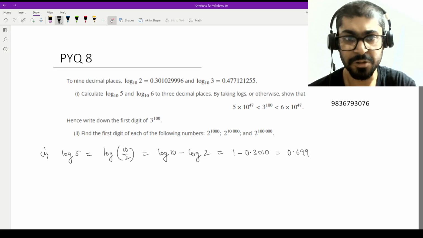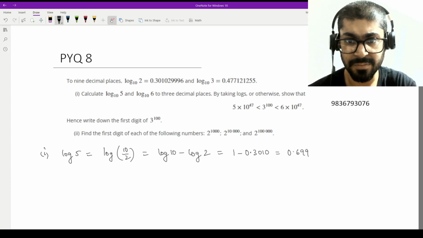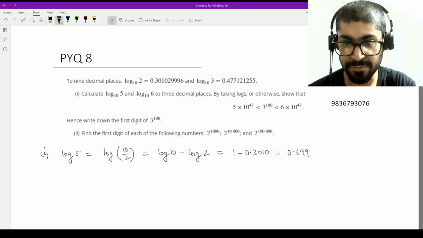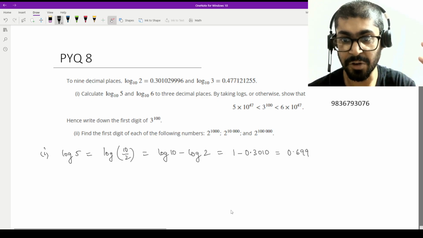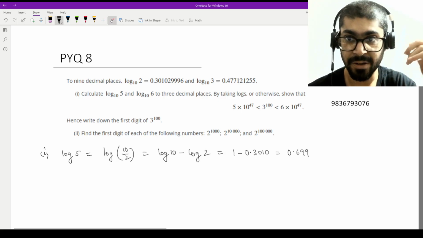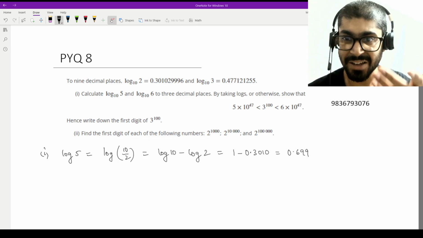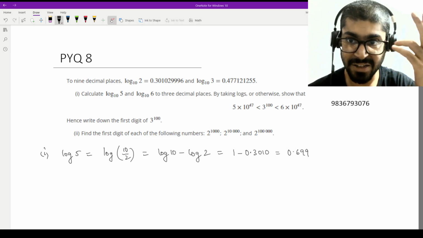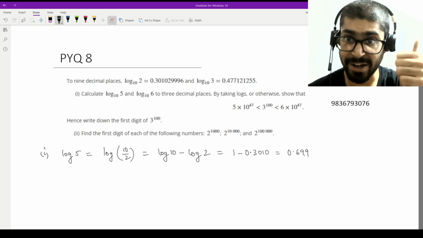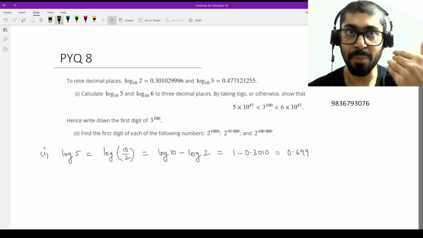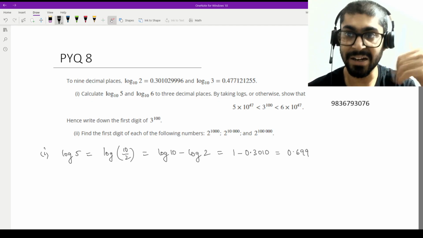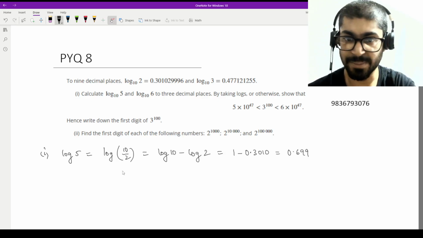We are calculating it up to 3 decimal places, so I don't need to calculate it much farther. 699 is enough. When you are calculating something up to 3 decimal places, make sure you calculate up to 4 and then round off, because if you calculate only up to 3, you do not know what the next decimal is going to be and you might make an error in rounding off. So always remember, if someone asks you an answer up till n decimal places, calculate till n plus 1 and then round off. Very simple technique.